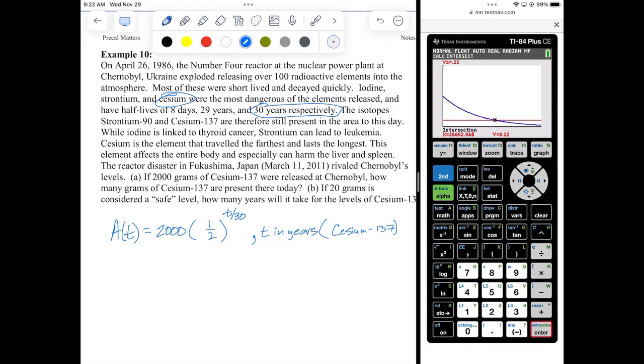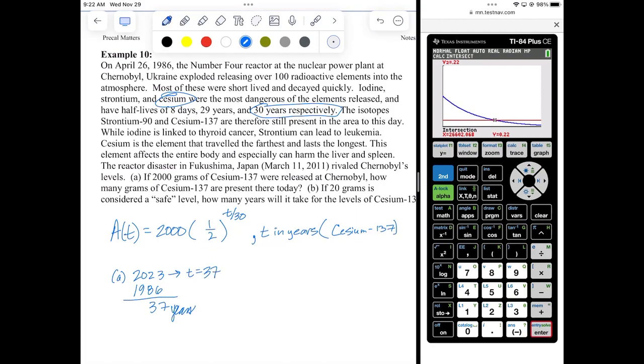All right, part A, 2,000 grams were released. How many are there today? So in part A, 2023 corresponds to what T value if this happened in 1986? That's 37 years ago, right? So it's barely been a single half-life, hasn't it? So it should be less than 1,000. It went from 2,000 to 1,000 in 30 years. It's been 7 additional years. So we'll just let T equal 37.